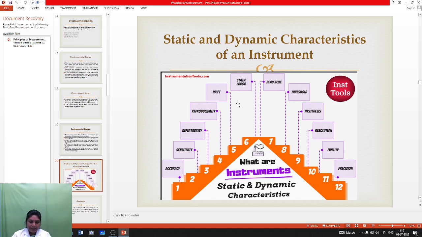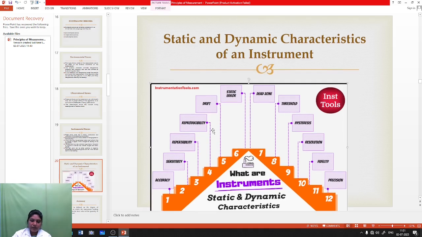Next is repeatability. And next is reproducibility. It is the degree of closeness with which a given value may be repeatedly measured. That is called the reproducibility.